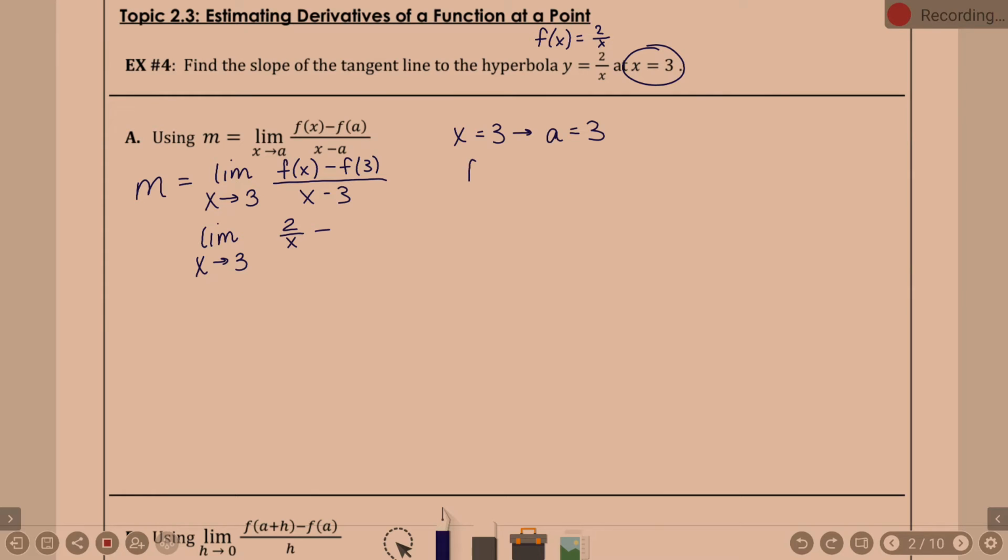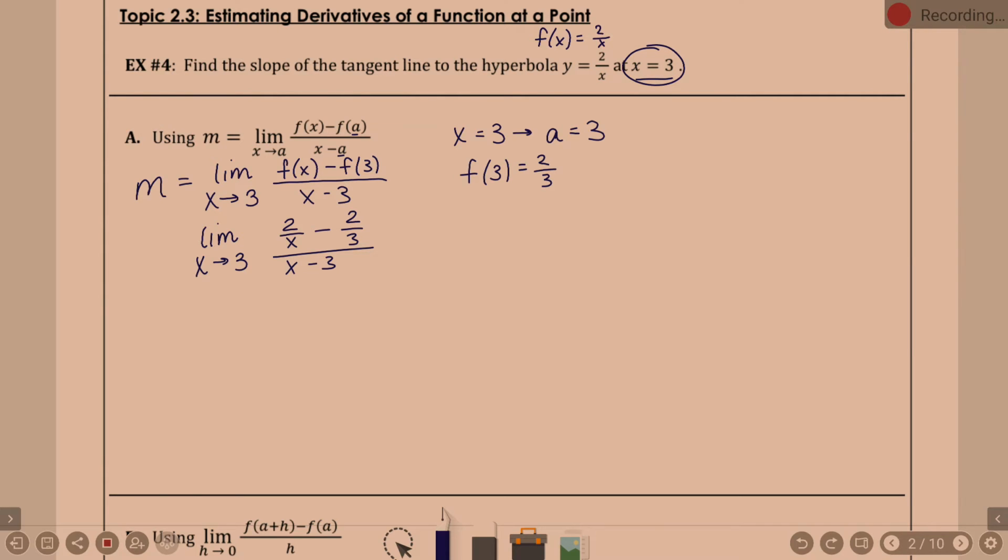2/3. Yes. F of 3, 2/3 over? 2/3 minus 3. No, just x minus 3. Okay, so every place where there is an a, we're using 3 because that's what they ask us to use. They asked us to find it at x equals 3.